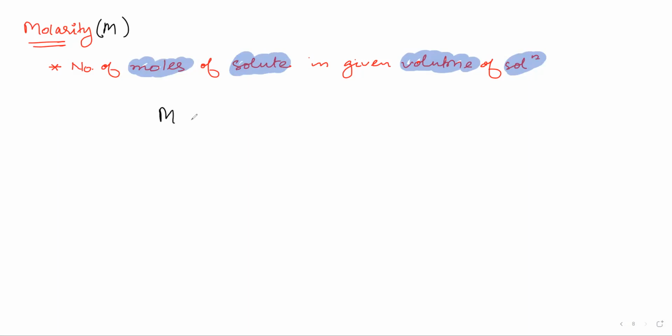So the formula for molarity will become M is equal to the number of moles of solute. We denote the number of moles as n, and for solute, I have said that we will use B, divided by the given volume of solution in liters. So we'll write the volume in liters.